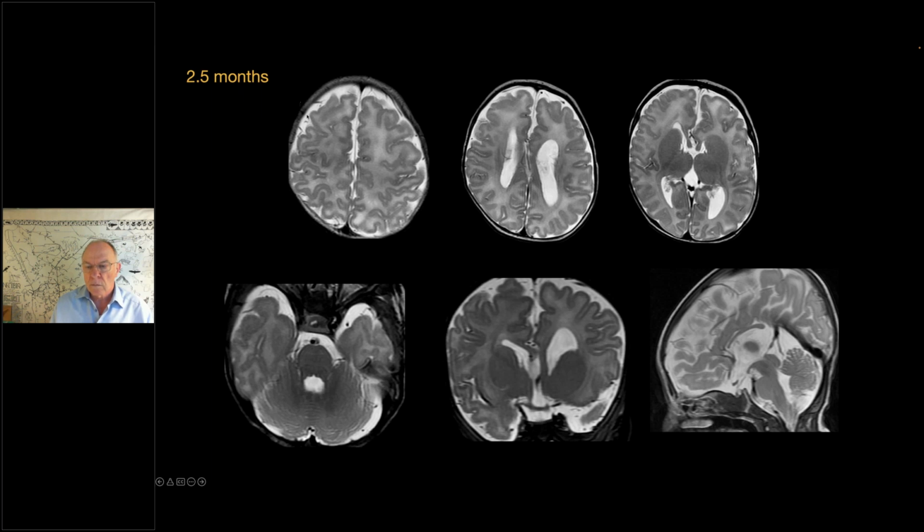So here's the first set of MRIs at the age of 2.5 months. You can appreciate that there are some areas of simplified gyration, not very severe, but a mild degree, in the frontal and parietal regions. The cingulate cortex is also slightly dysgyric. But when we come to the ventricles, they are slightly prominent, asymmetrically prominent, and also dysmorphic. This is likely owing to the underlying abnormality of the basal ganglia.